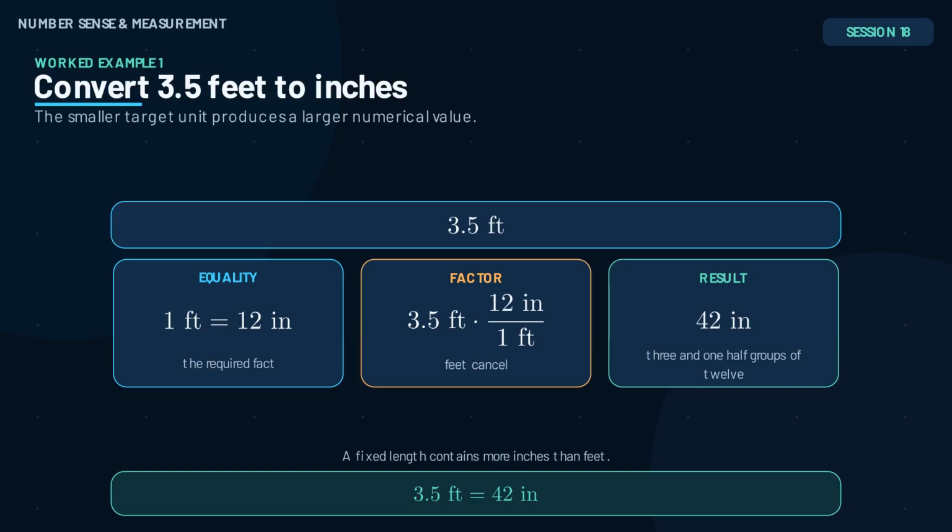Convert 3.5 feet to inches. Use 1 foot equals 12 inches. Multiply 3.5 feet by 12 inches per foot. Feet cancel, and 3.5 times 12 equals 42 inches. The larger number is sensible because inches are smaller than feet.